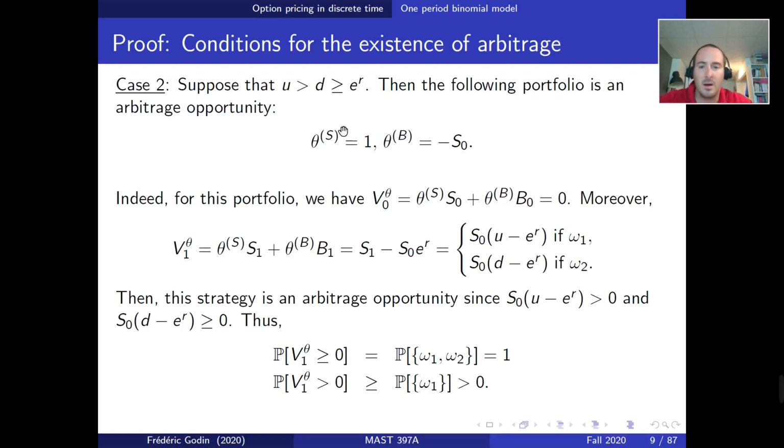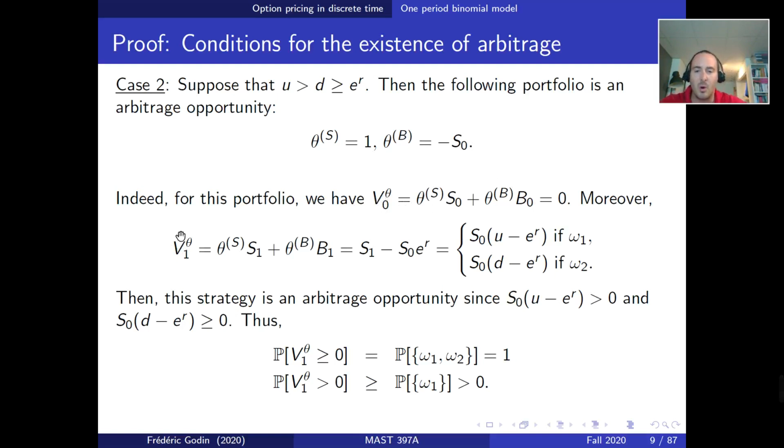Under this strategy, where you hold 1 share of the stock and you hold minus S0 shares of the risk-free asset, the initial portfolio value is V0 = theta S times S0, which is 1 times S0, plus theta B, which is minus S0 times 1. So the sum here is S0 minus S0, which is 0. So this portfolio indeed has a null initial value.